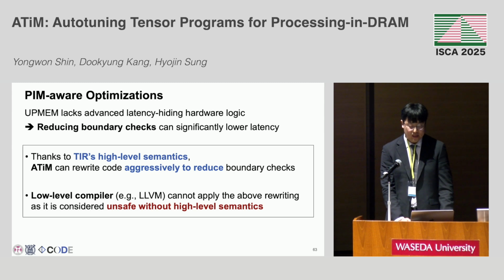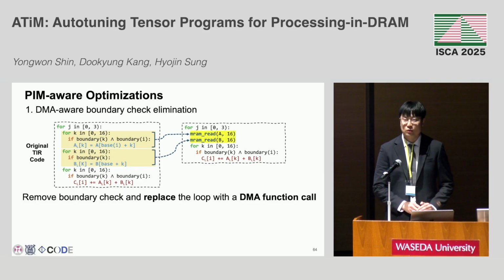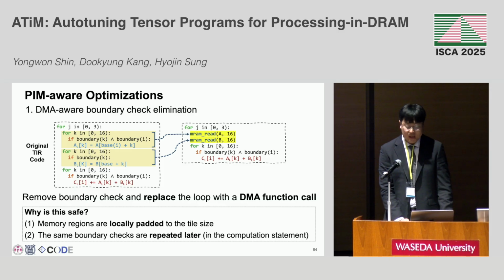ATiM leverages TIR's high-level semantics to safely reduce boundary checks, something low-level compilation like LLVM cannot guarantee. First, DMA-aware boundary check elimination removes checks and replaces the loop with a DMA call for efficient MRAM to WRAM transfer. This is safe because MRAM is locally padded and remaining checks are repeated later in the computation statement.